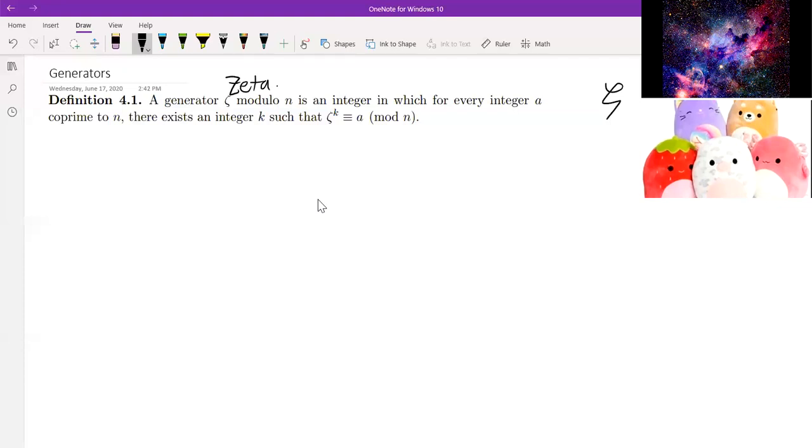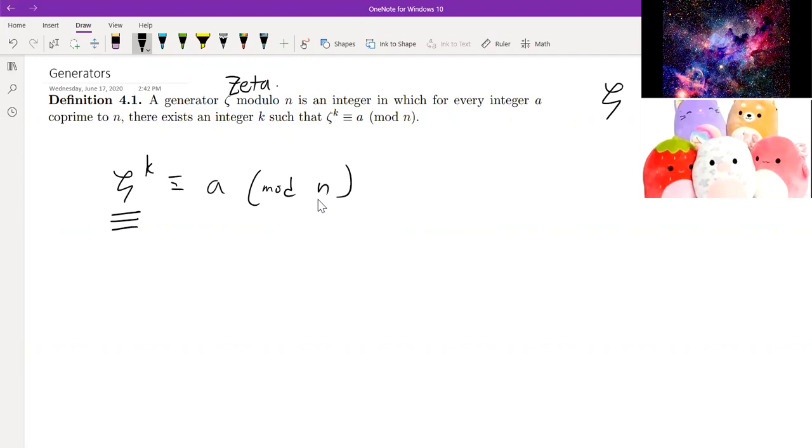So that's a very complicated definition, but I'll explain it quite simply. So we have a number zeta, and by taking an exponent of zeta, for example, zeta to the power of k, we can actually produce every single co-prime number to n. So that's what a generator would be able to do. It's able to generate every single co-prime number to n.